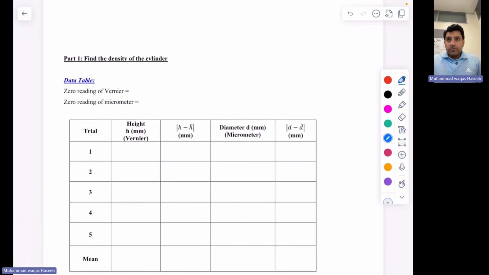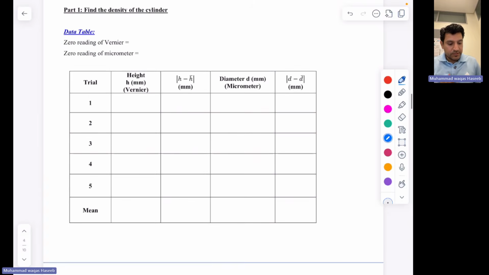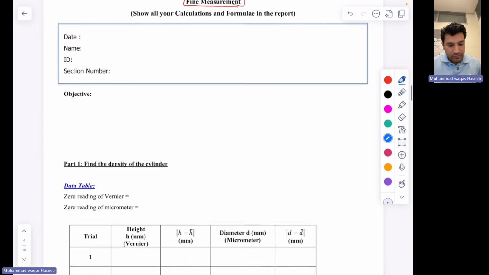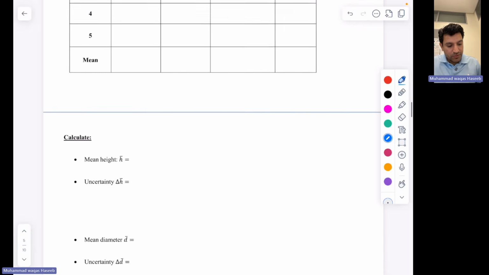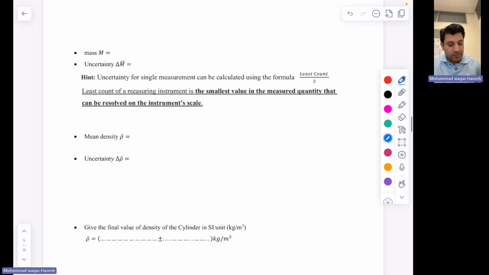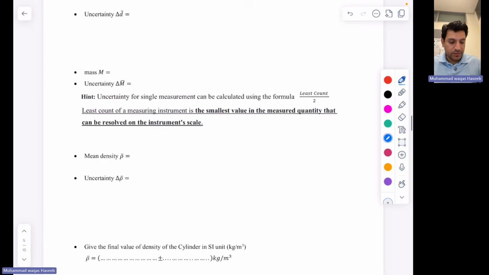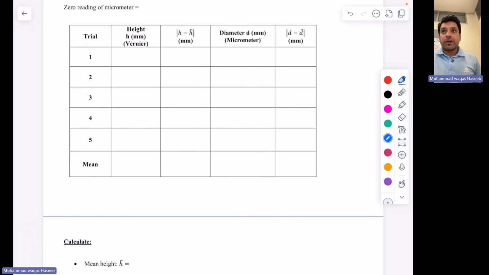Okay, so this is your second experiment. To calculate the fine measurement using the vernier caliper and screw gauge, we want to calculate the density of the cylinder and the density of the sphere. For example, when we do the experiment, we get the values.